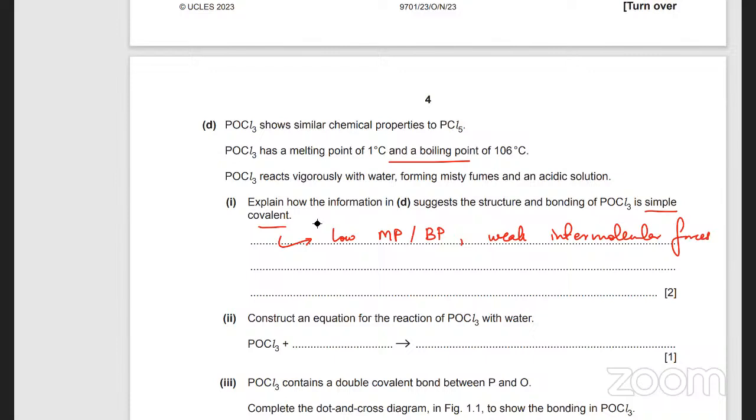That's one. Any other information that suggests it's simple covalent? Again, we're referring to the notes. Remember, when you get more covalent character, they hydrolyze, because ionic compounds don't tend to hydrolyze a lot. Okay? So there is vigorous hydrolysis.